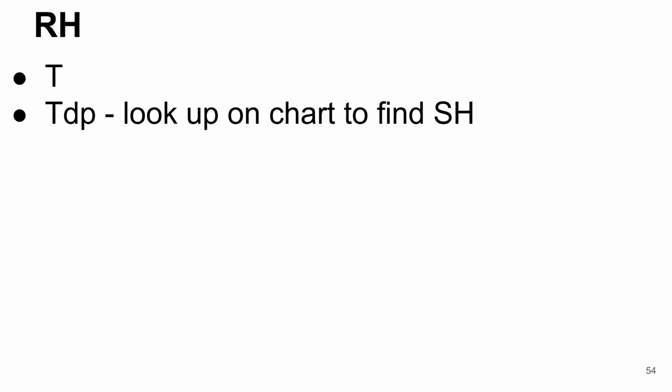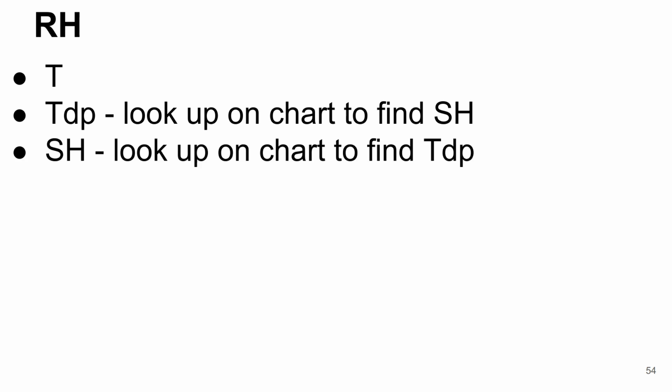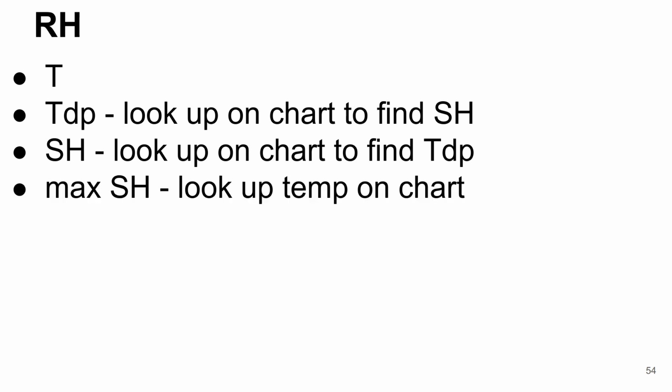So you can find relative humidity if you know the temperature and the dew point temperature. Then we can look up on the chart to find the specific humidity. Once we know the specific humidity, we can find the dew point temperature. If we know the temperature, we know the max specific humidity. Relative equals specific humidity divided by max specific humidity times 100, expressed as a whole number percent.